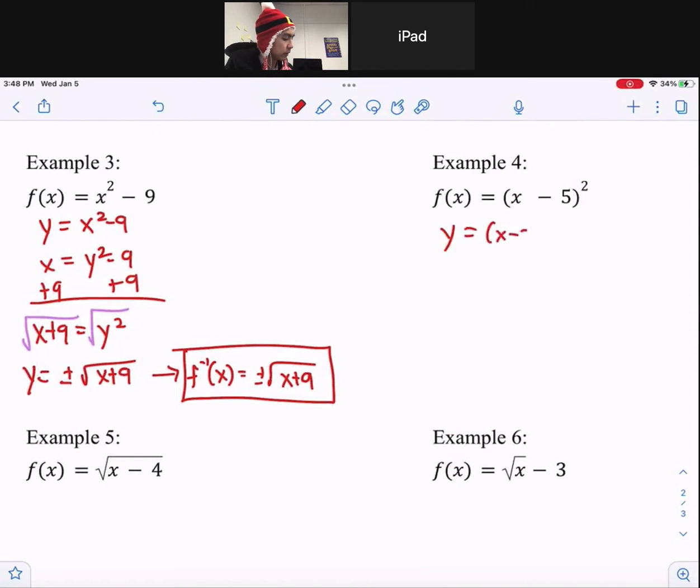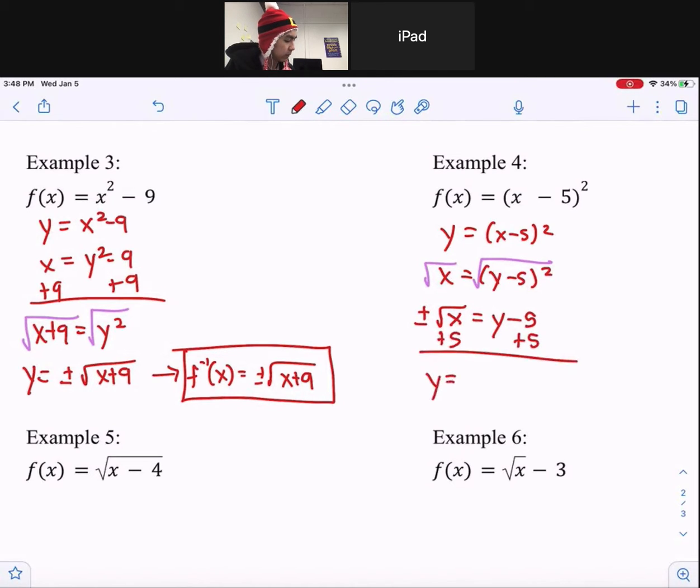Let's try this one. y equals x minus 5 squared. You switch the variables. Now we solve for y. We're going to square root both sides, so we get plus or minus the square root of x equals y minus 5. And then to isolate the y, you add 5 to both sides. So we're going to get plus or minus square root of x plus 5. And that is your inverse function.